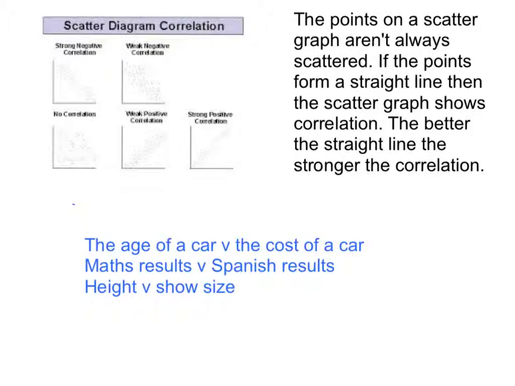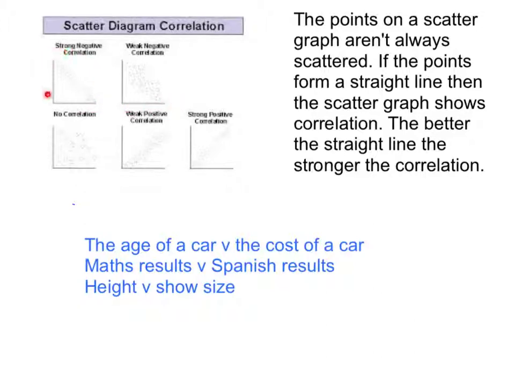The points on a scatter graph aren't always scattered. If the points form some sort of straight line, then the scatter graph shows correlation. The better the straight line, the stronger the correlation. So for example, if we look at this one, the points really are scattered, so we say this has no correlation. If we look at these two, they both have negative correlation because the line they form is leaning backwards.